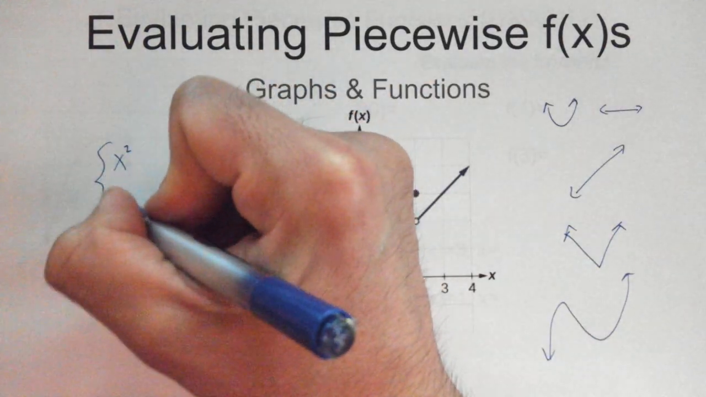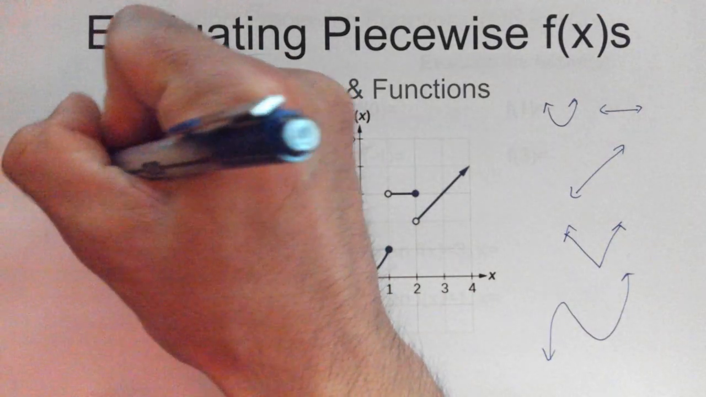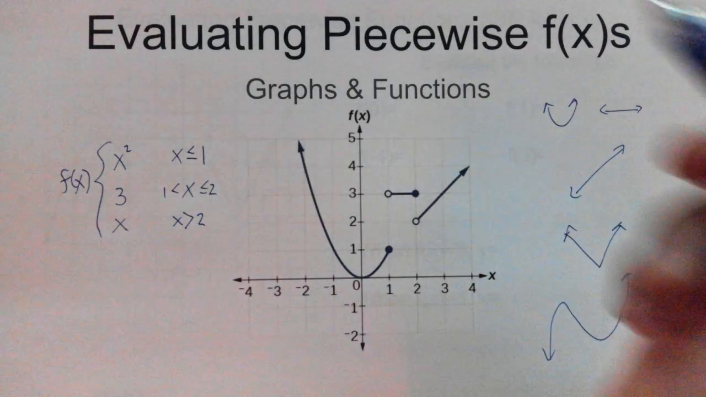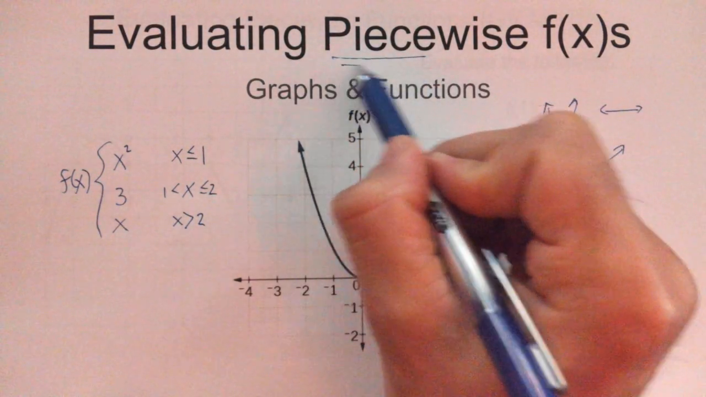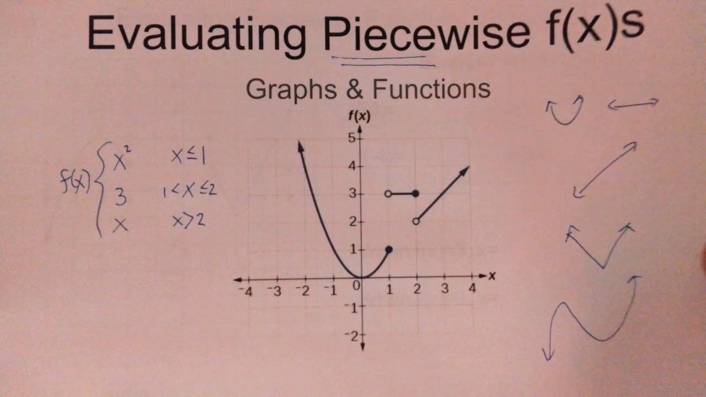Now together, all three equations create one function. And this is why we call it a piecewise function, because it can be broken up into different pieces, where each piece represents a different kind of graph. So today we're going to talk about how you look at a piecewise function in terms of a graph or as a function, and how we evaluate for those pieces. Let's get to it.